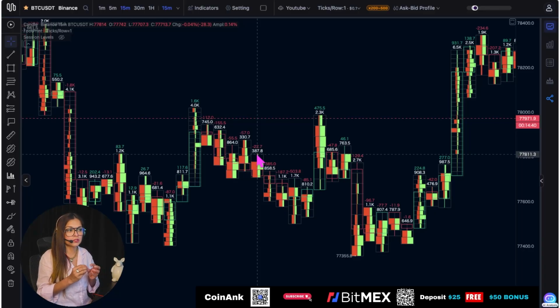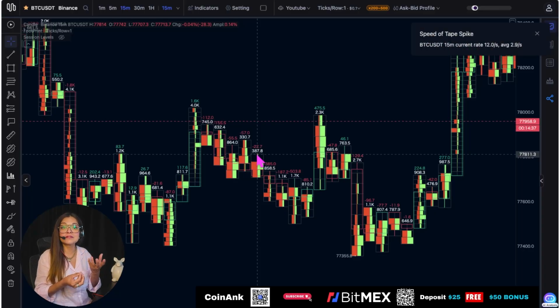What we want to see with the footprint chart is that the effort actually gives some kind of result.